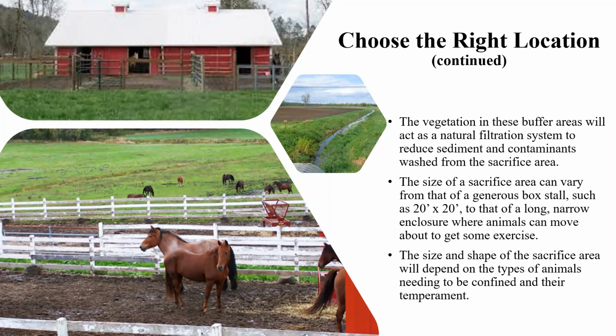Choosing the right location, continued. The vegetation in these buffer areas will act as a natural filtration system to reduce sediment and contaminants washed from the sacrifice area. The size of the sacrifice area can vary from that of a generous box stall, such as a 20 by 20, to that of a long, narrow enclosure where animals can move about to get some exercise.